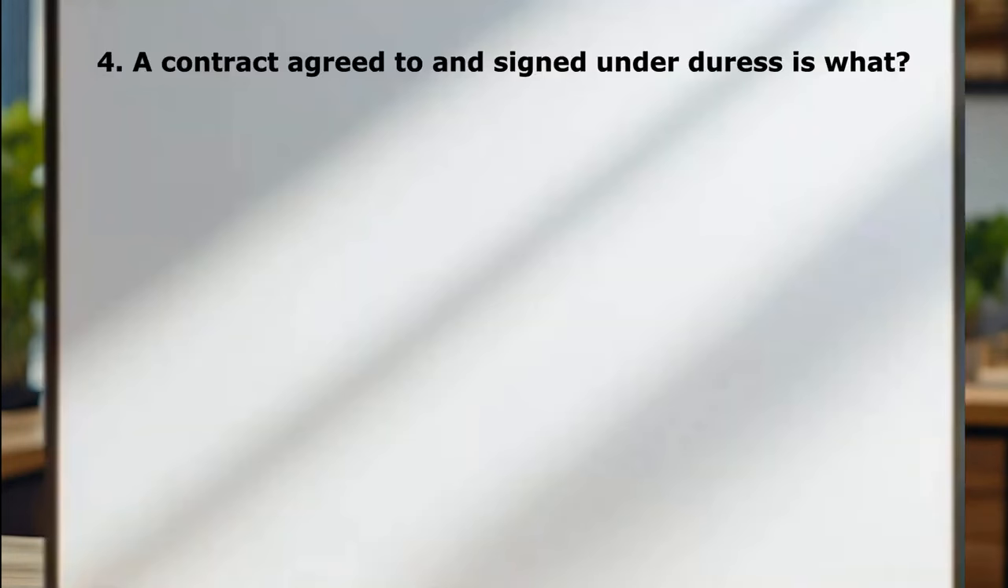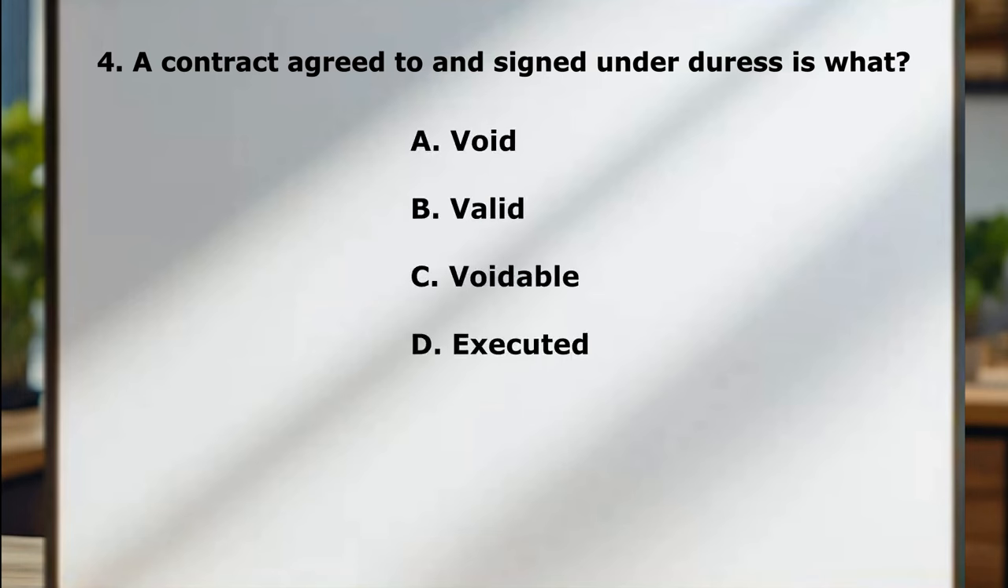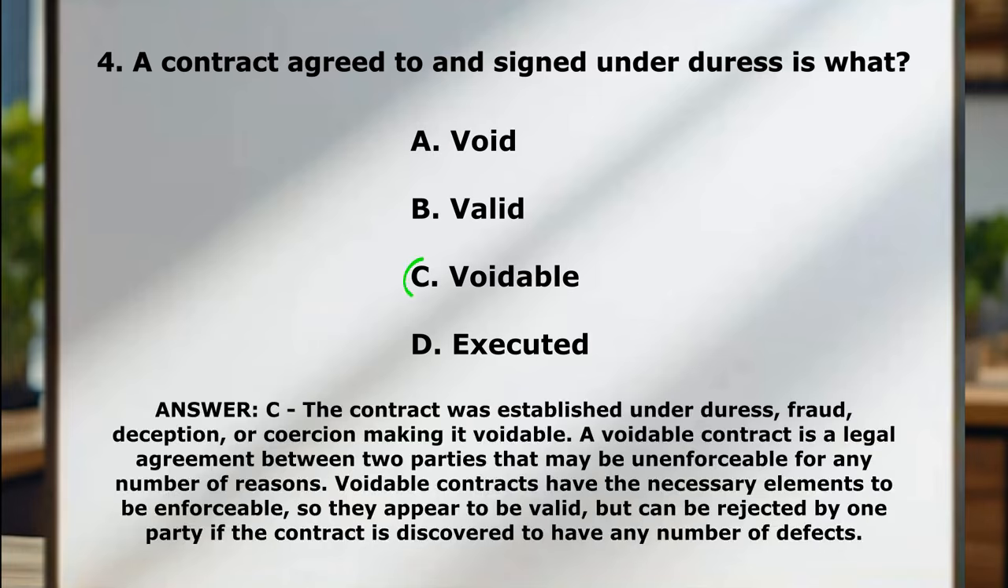Question number 4. A contract agreed to and signed under duress is what? A. Void. B. Valid. C. Voidable. D. Executed. The answer is C. The contract was established under duress, fraud, deception, or coercion, making it voidable.